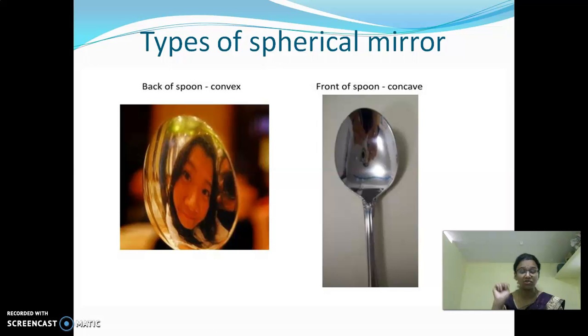Then we have two types of spherical mirror. First we discussed mirror, and then types of mirror. In that we have two types: one is the plane mirror and the next one is the curved mirror. An example of curved mirror, I told you, is the spherical mirror. The spherical mirror comes under the category of curved mirror. This spherical mirror is of two types: convex mirror and concave mirror.